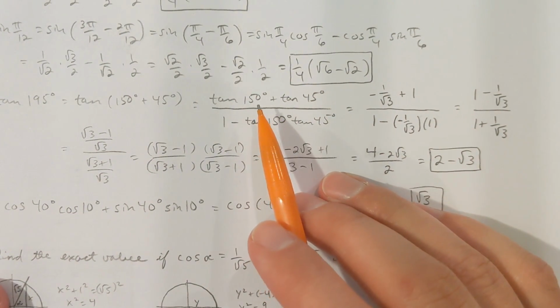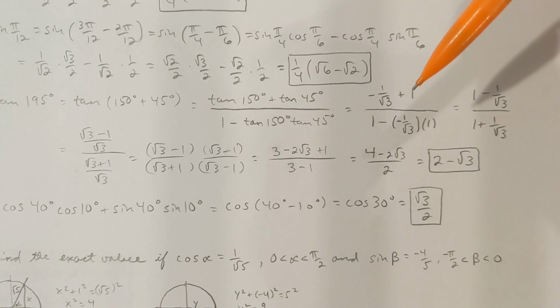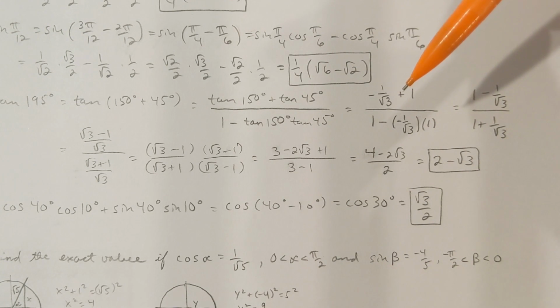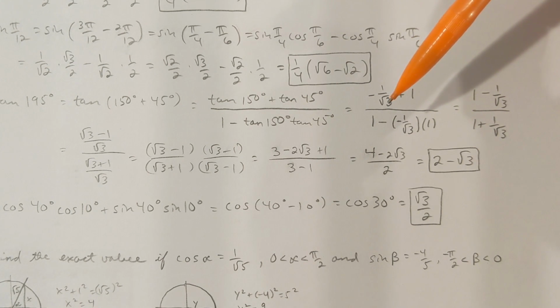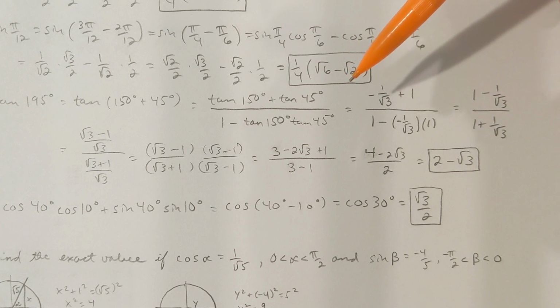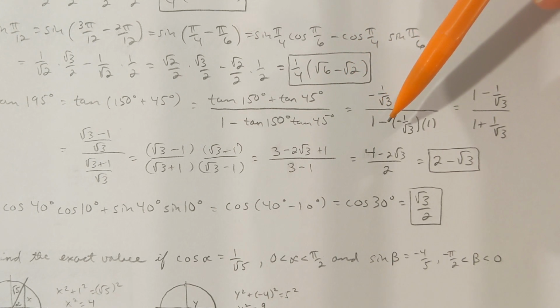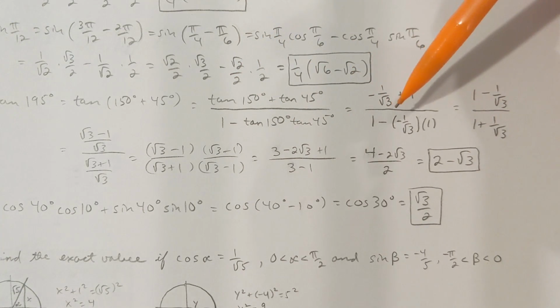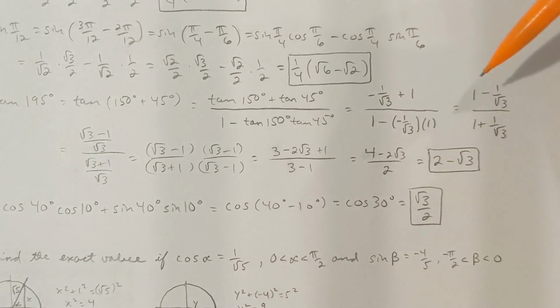Tangent of 150 degrees, again, we'd be working with a 30, 60, 90 right triangle. It would be a 30 degree angle in quadrant 2. So opposite over adjacent, the opposite side would be 1, the adjacent side would be negative root 3. And then plus tangent of 45 degrees, 1 over 1 is 1, divided by 1 minus tangent of 150 degrees, we just said that's 1 over negative root 3, and then tangent of 45 degrees is 1.